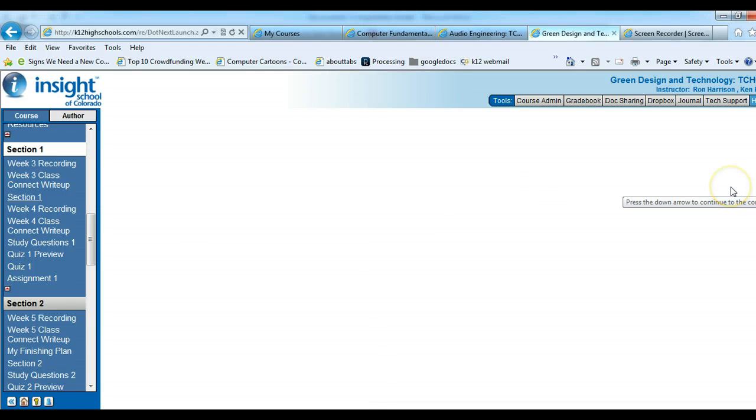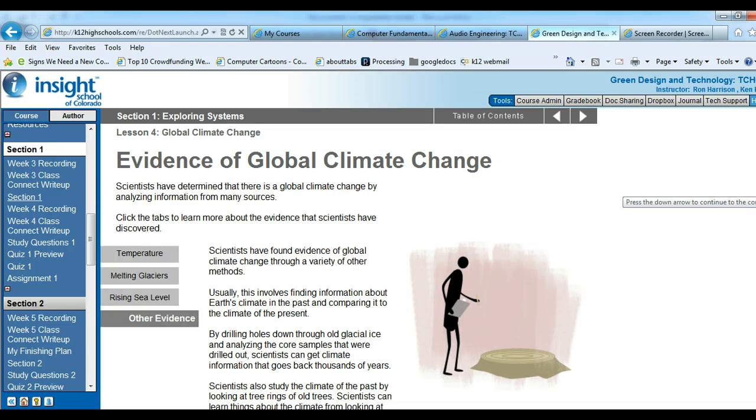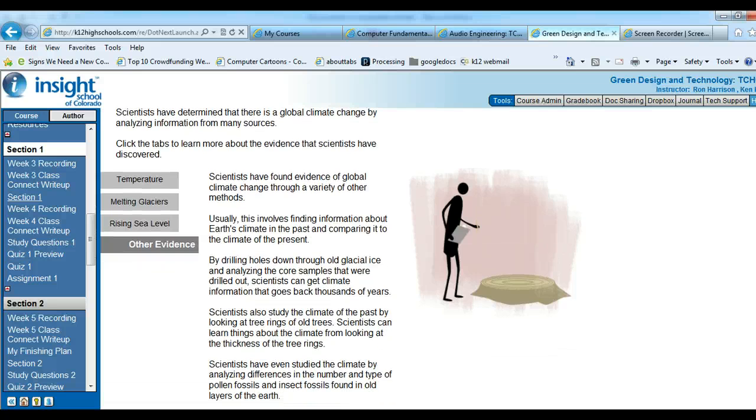Then some other evidence is that scientists can look at old climate change. They can drill holes through old glacial ice and see what happened years and years ago, and then they can see that what led up to those climate changes conceivably could be happening now. They can also look at the rings of trees to see how climates have changed.